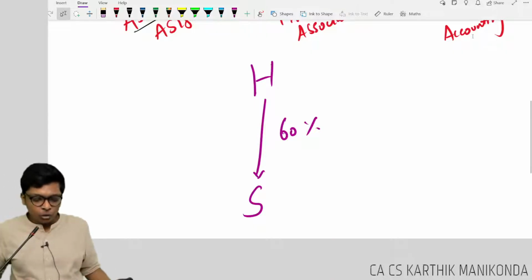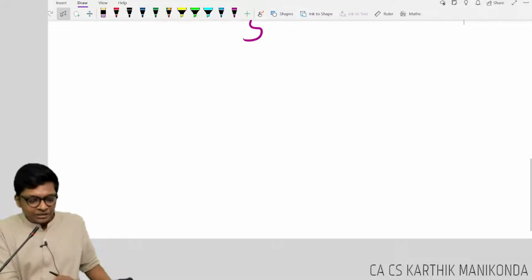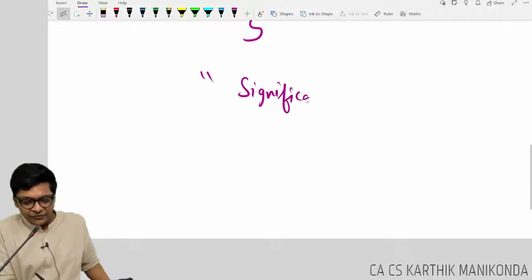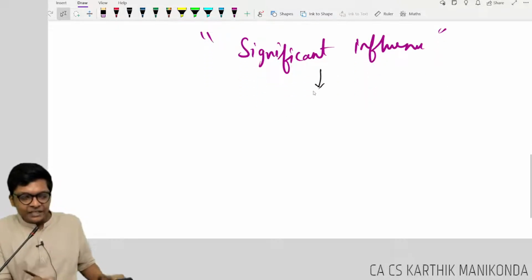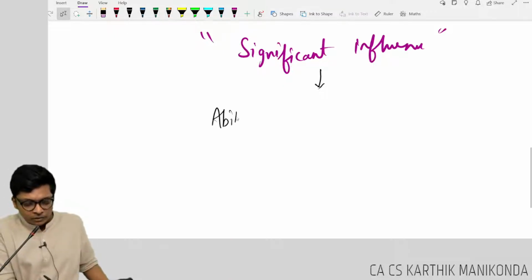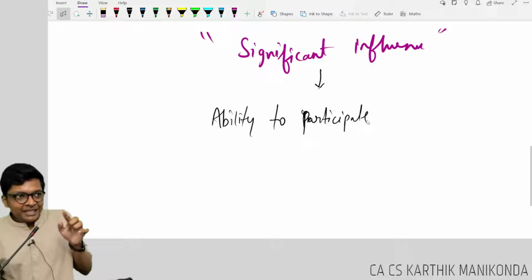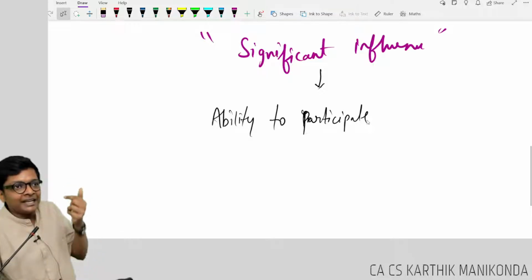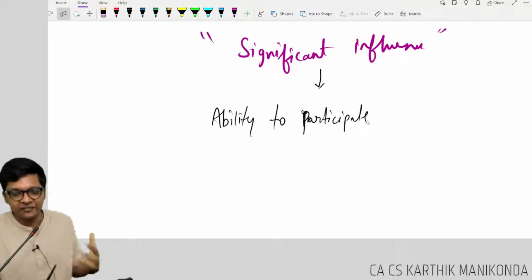Yes guys. Now what is the definition of an associate we saw in Companies Act? If you can remember, an associate company is a company in which you have significant influence. What is significant influence? They say significant influence is the ability to participate, not control guys. The minute control comes, it becomes a holding and subsidiary relationship. I will tell you why companies go for associate also, but let me first finish the definition.